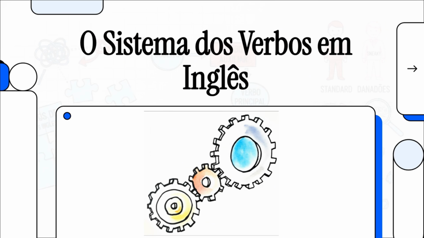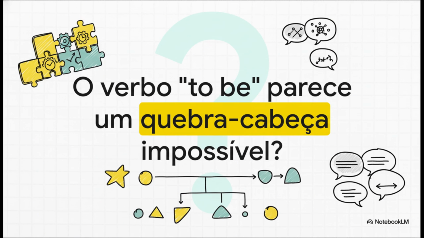All right, let's get right into it. In this analysis, we're going to crack open one of the biggest mysteries for anyone learning English, the verbs. And we're going to reveal a simple, powerful system that's secretly running almost all of them. Have you ever felt like the verb to be is some kind of impossible puzzle with pieces that just don't fit? Or maybe you've gotten lost in endless conjugation lists. Well, you are definitely not alone. But what if I told you the solution isn't to memorize more, but to understand less?